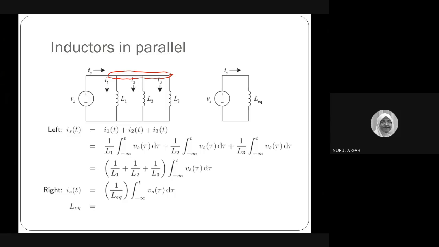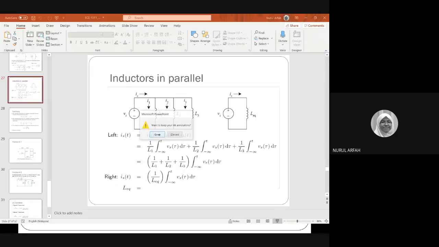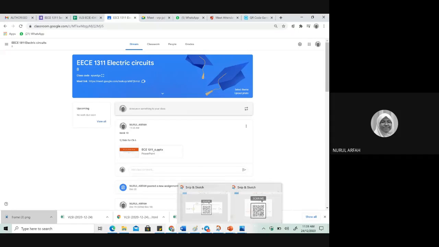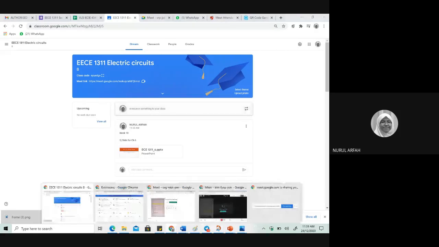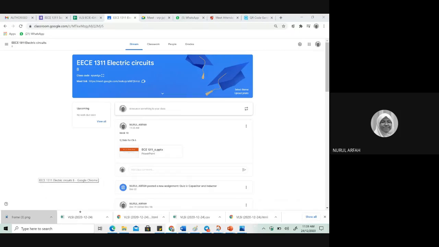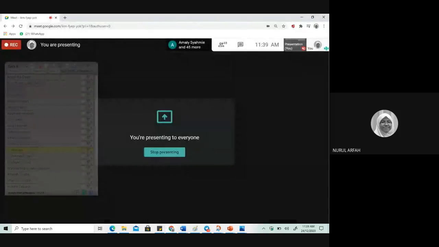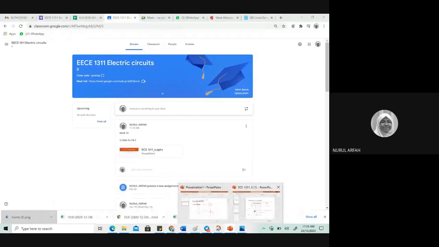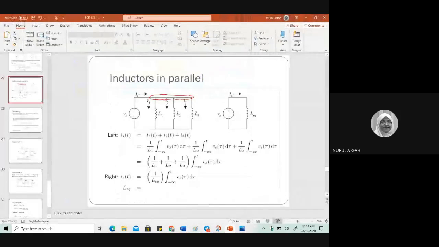You can apply KCL at this node. When you apply KCL at that node, you're going to have a current source which will branch out. Branch out to where? Branch out to inductor 1, inductor 2, and inductor 3. So the IS will be equal to I1 plus I2 plus I3 and so on.